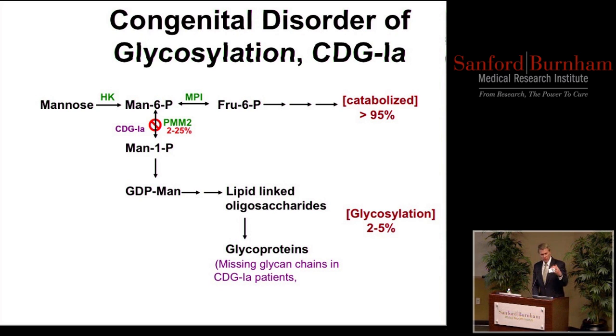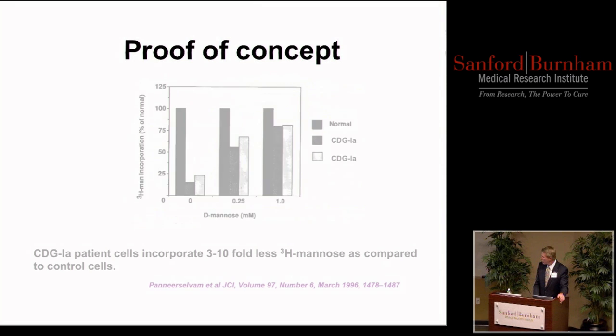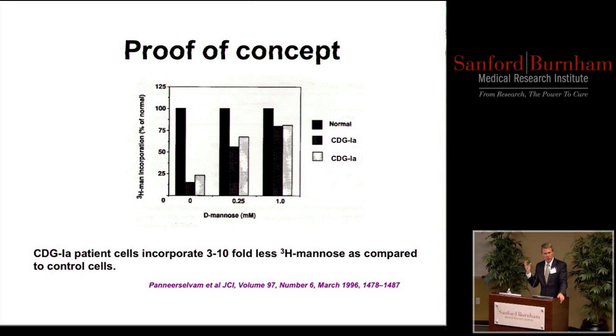But we had some other data from a long, long time ago that suggested that maybe there would be a concept that we could use, and that is if you took cells from a CDG-1A patient and looked at the amount of glycosylation, and that's what's plotted here. This is a control at 100%, and these are 2 different CDG-1A patients. You can see that the glycosylation is considerably lower. If we give mannose, fairly high concentrations of mannose, you can actually bring the level of glycosylation up to normal. That's in a patient who has a partial deficiency in phosphomannomutase.